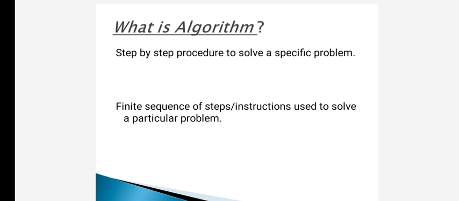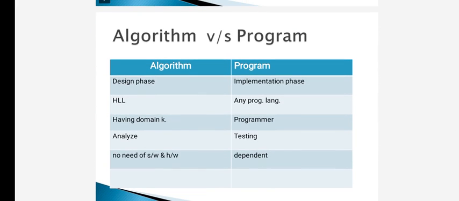Now we will discuss the difference between algorithm and program. In the first point, we can say we can design an algorithm at the design phase and we can write a program at the implementation phase. In the second point, an algorithm can be written in simple English-like language or high level language, and a program can be written in any programming language.